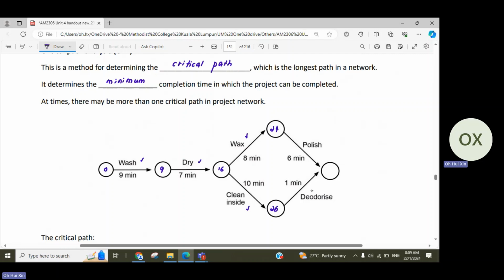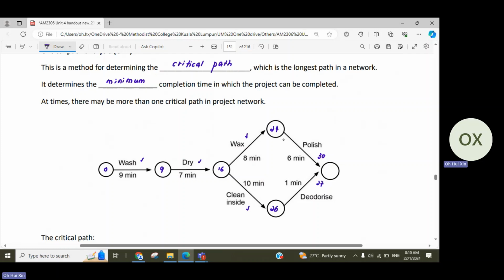Then we move on from here. This is where you will get a bit confused, because we are talking about a very direct diagram. Later, in a more complicated situation, you'll need to be very careful with all of this. We need 6 minutes to complete polishing, and by the time we start polishing, it's already 24 minutes. So by the time we finish polishing, it's 30 minutes. But we only need 1 minute for deodorize and we can start at 26 minutes, so we finish deodorize at 27.